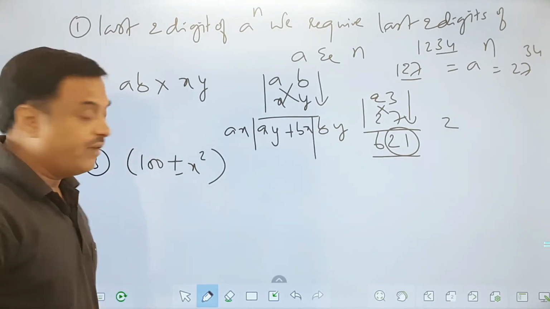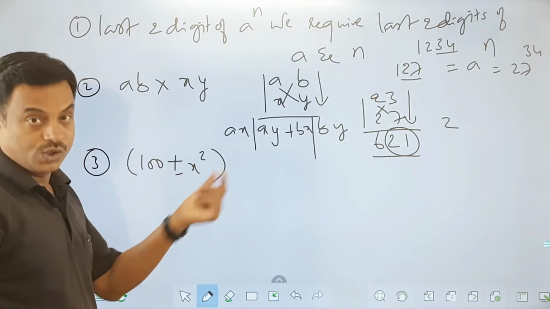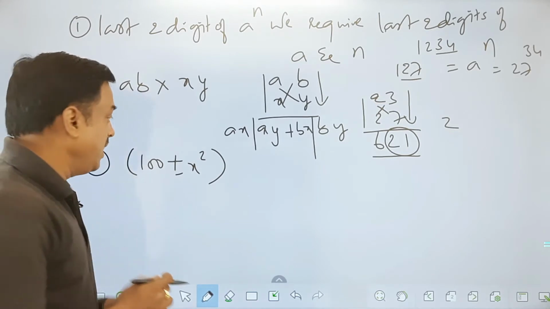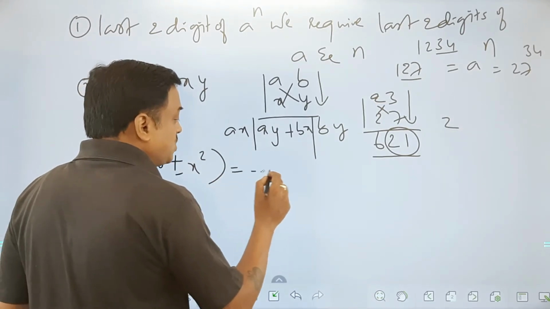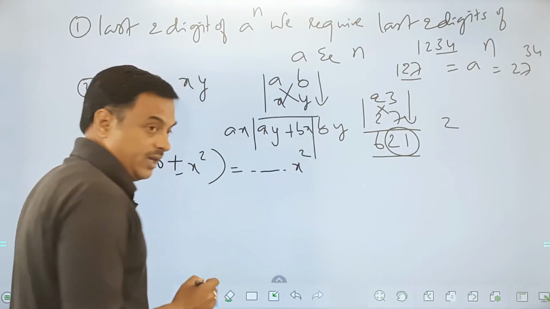So anything in the form of 100 plus or minus x whole square, the last two digits of this will be x square.